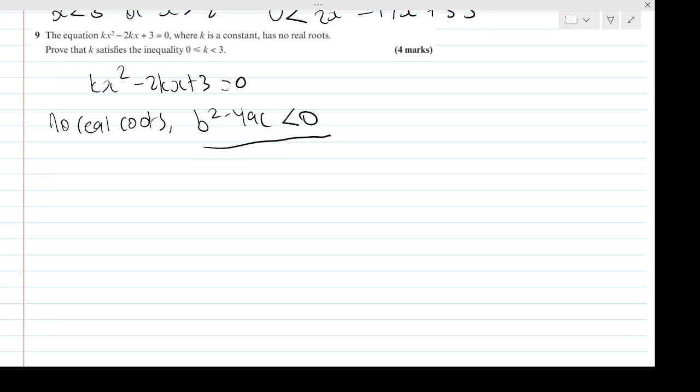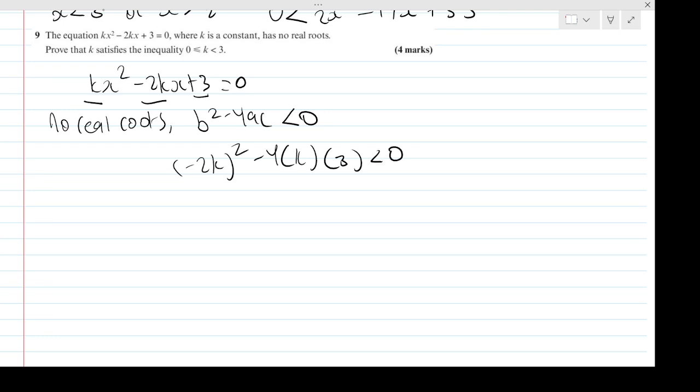So no real roots means the discriminant's less than 0. We've seen loads of examples like this in the previous chapters. So just put the discriminant in, okay? Even if it has a k in, just work with it, right? So b is minus 2k, the coefficient, all squared, minus 4 of a, which should just be k, and then c, which is 3. And that's less than 0.